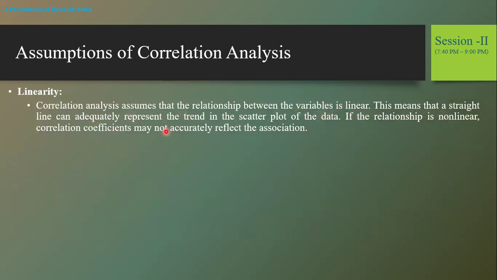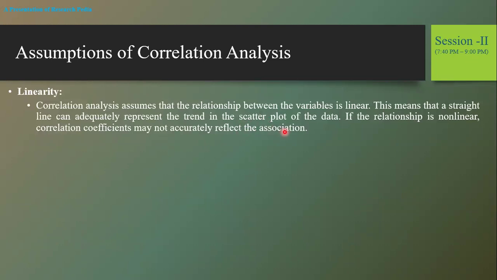This means that a straight line can adequately represent the trend in the scatter plot of the data. So whenever we are going to estimate the correlation of two variables, we first need to find out the scatter diagram, whether there is a linear trend or not. So if the relationship is non-linear, the correlation coefficient may not accurately reflect the association.